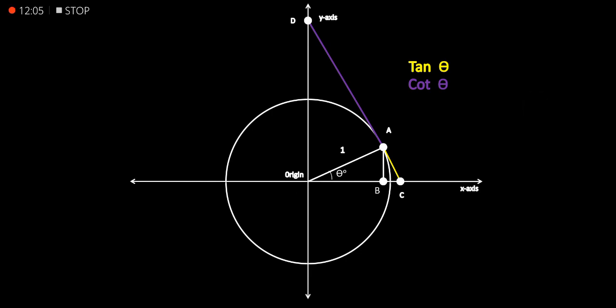Now join point C with point A with the help of this orange line. Similarly, join point D with point A with the help of this sea green line. The orange line OC represents secant theta and the sea green line OD represents cosecant theta. It means the orange line is the representative line of secant of angle and the sea green line is the representative line of cosecant of angle.